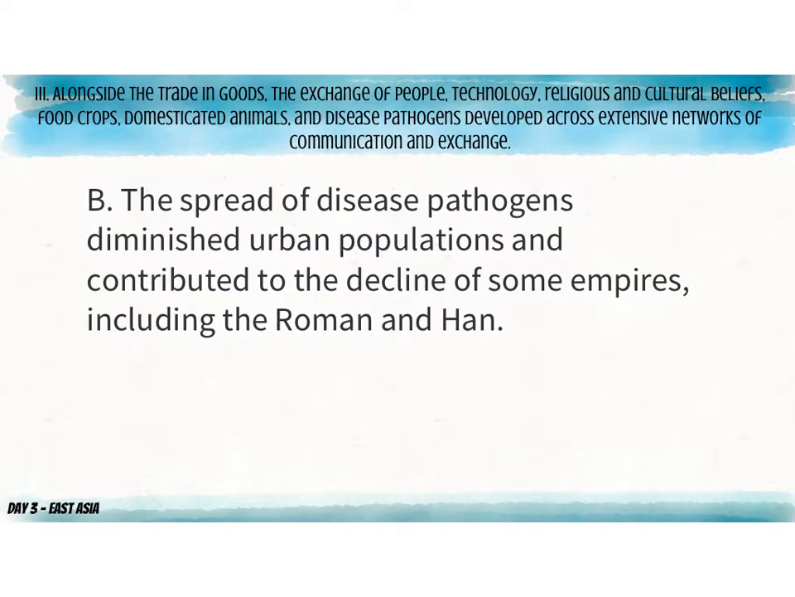This particular key concept is starting to get into the decline of the Han, like why did this dynasty not last forever until modern times? And one of the reasons is the spread of disease. So if you're thinking about the Silk Road, while they're trading goods, they're also sharing germs. And so these disease pathogens hurt urban populations, and they help lead to the decline of certain empires. We're going to talk about Rome later, but right now we're talking about the Han, and it's things like smallpox.